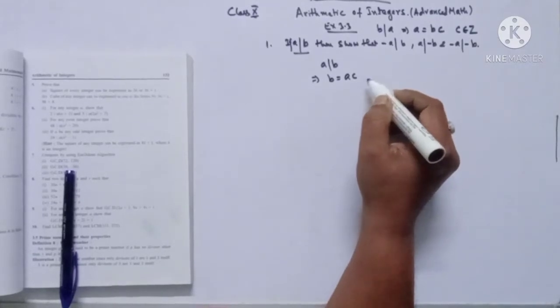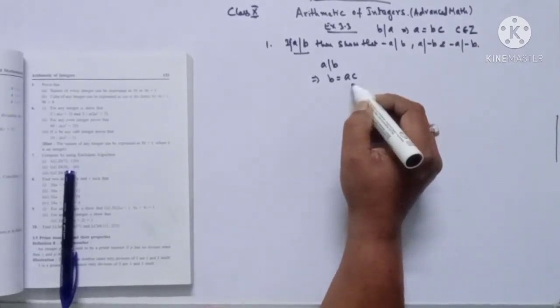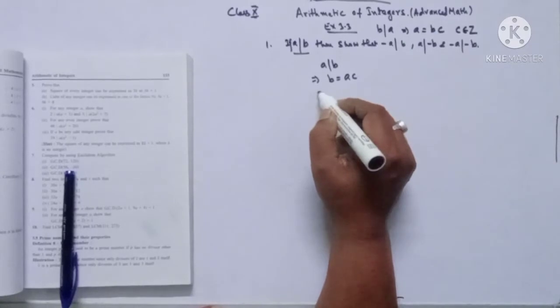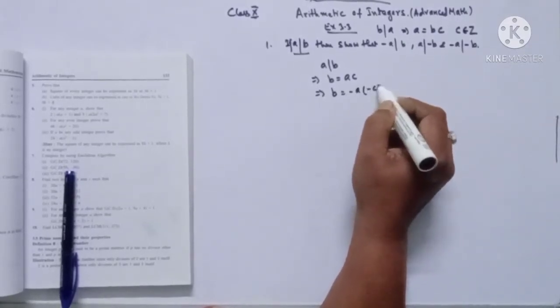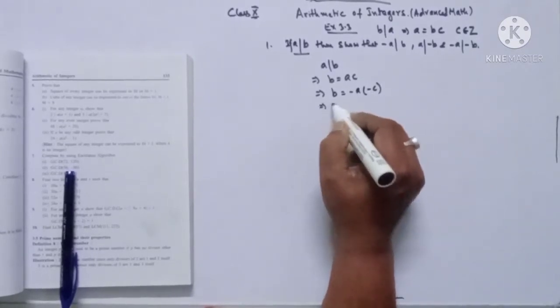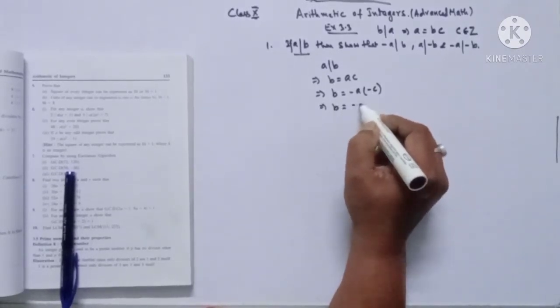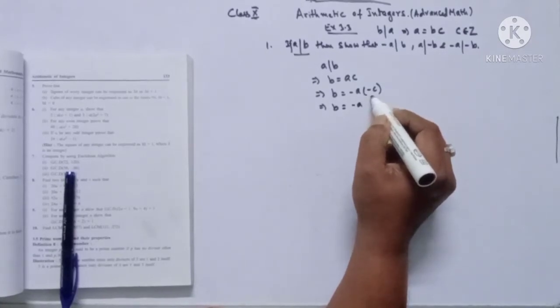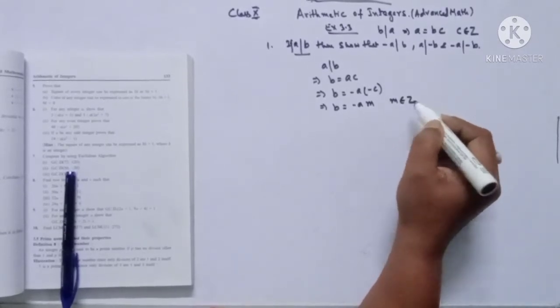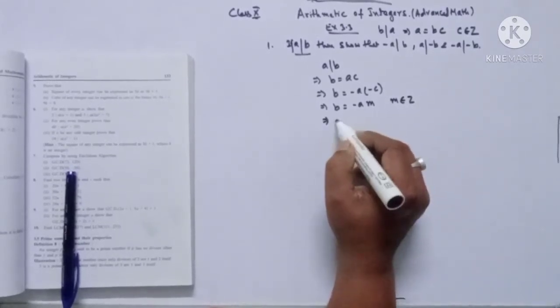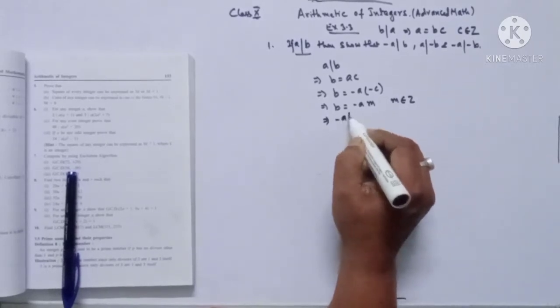Now we can write this also like this: B is equal to minus A minus C. So B is equal to minus A minus C. I can write any other integer, say minus C I can denote by some M. M belongs to Z. Therefore, we can write that minus A divides B.